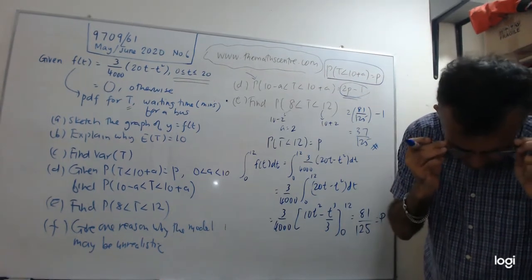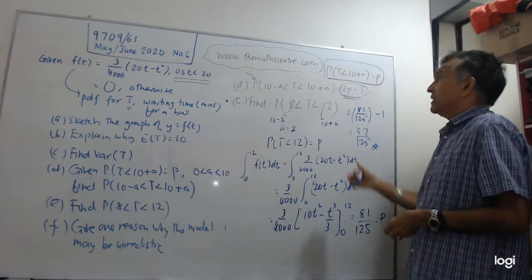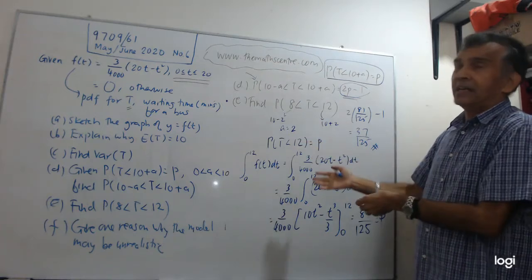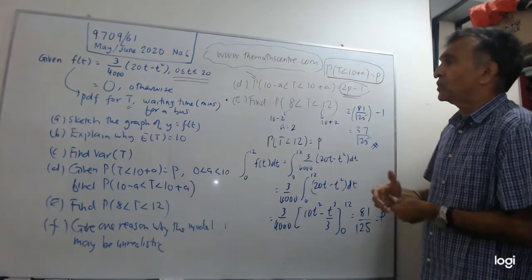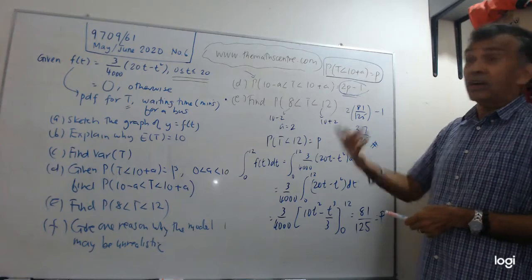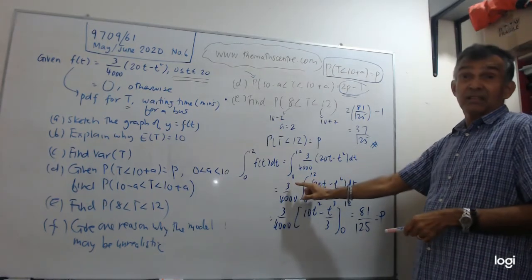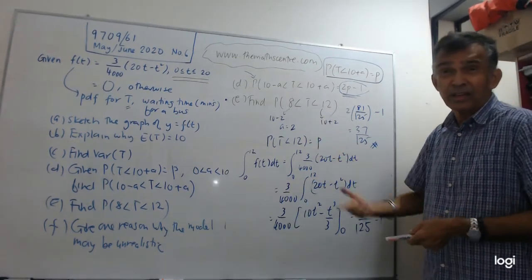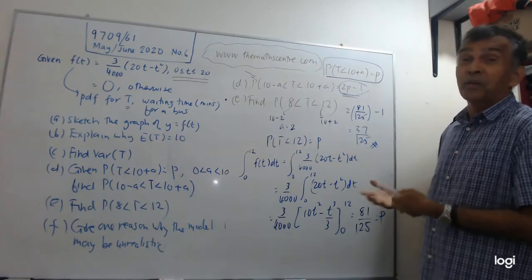37 over 125. I just wanted to do it this way to show you that if you had taken 8 to 12, then you would need to plug in 8 into your calculator and so on. I didn't want to do that. My 0 is much more friendly.